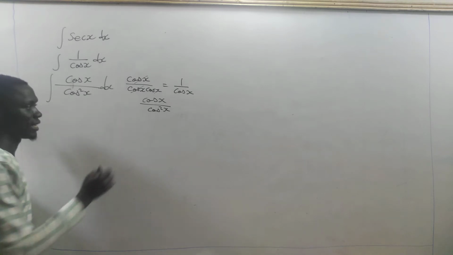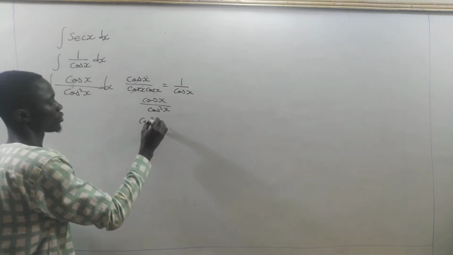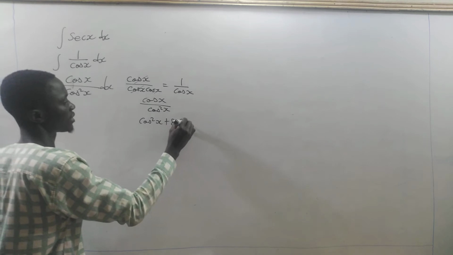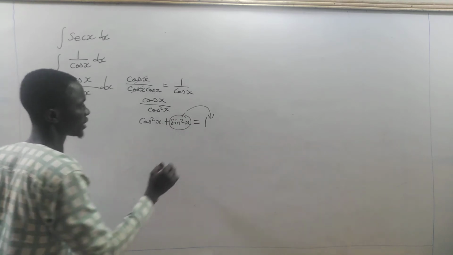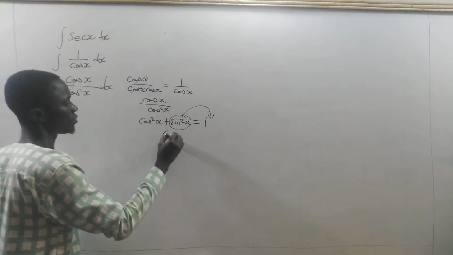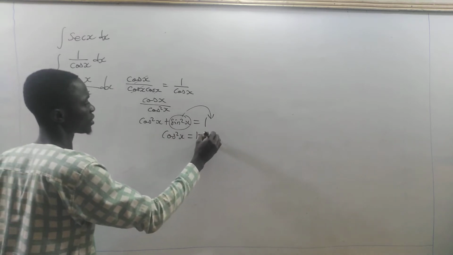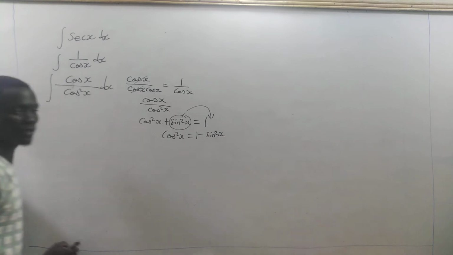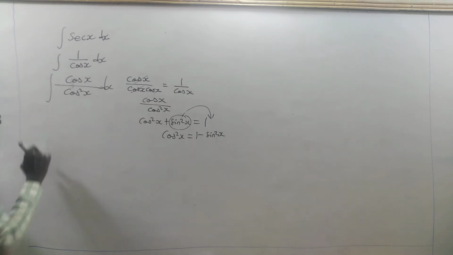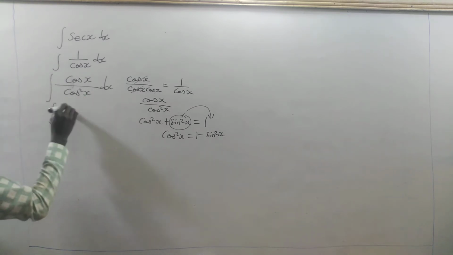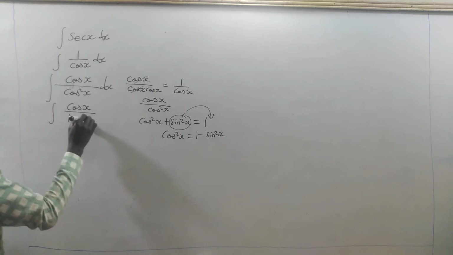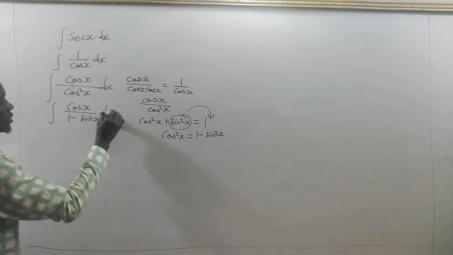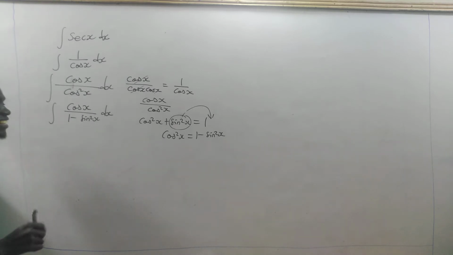Now from trigonometric identities, if you have cosine squared x plus sine squared x, we get 1. So if I send sine squared x to this side, I'm going to have cosine squared x equal to 1 minus sine squared x. Very simple as that. So in place of cosine squared x, I'm going to have the integral of cosine x divided by 1 minus sine squared x dx. That is very natural and very simple.